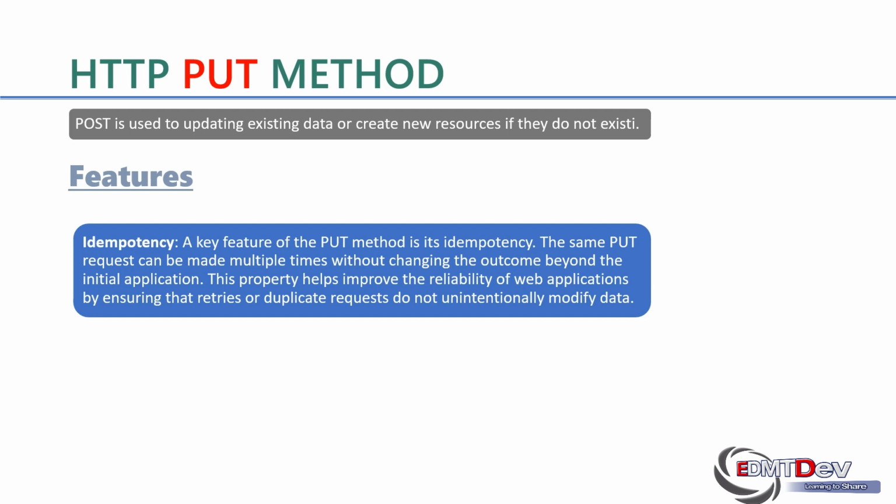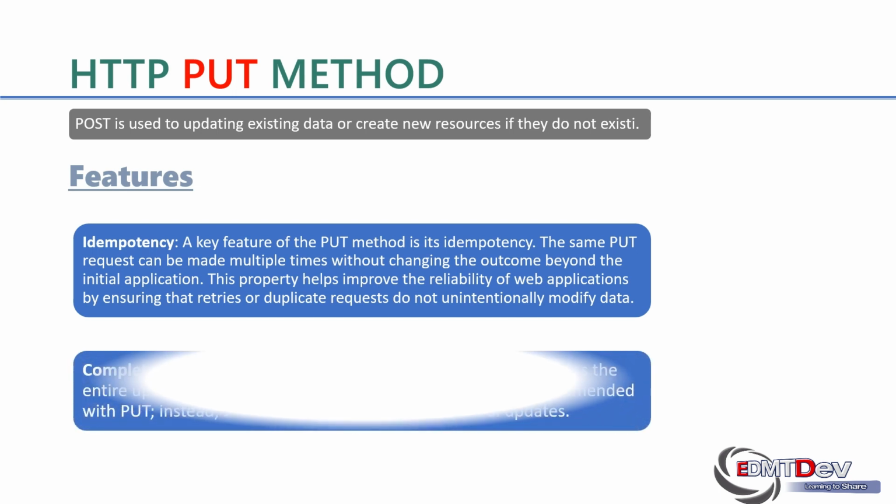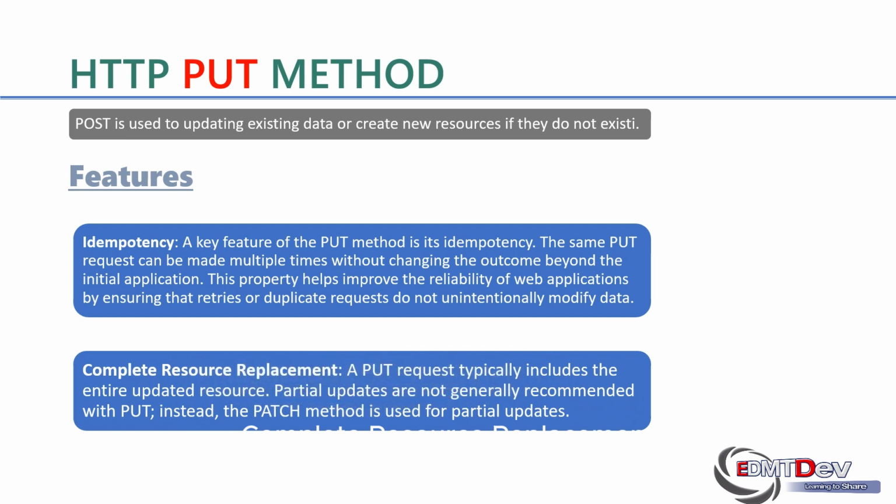Idempotency. A key feature of the PUT method is its idempotency. The same PUT request can be made multiple times without changing the outcome beyond the initial application. Complete resource replacement. A PUT request typically includes the entire updated resource. Partial updates are not generally recommended with PUT. Instead, the PATCH method is used for partial updates.